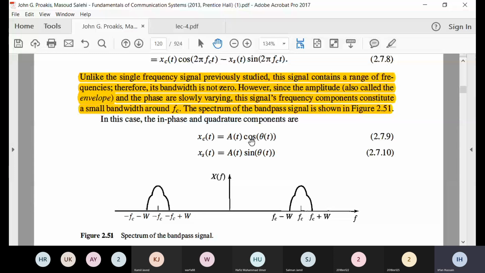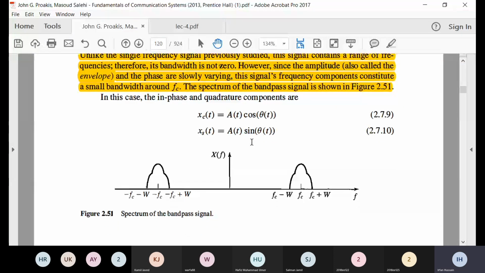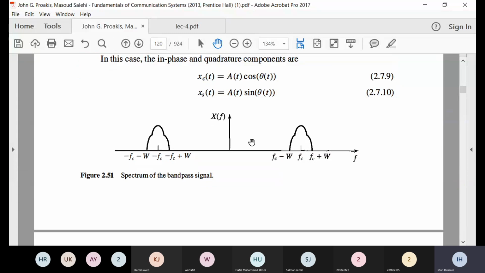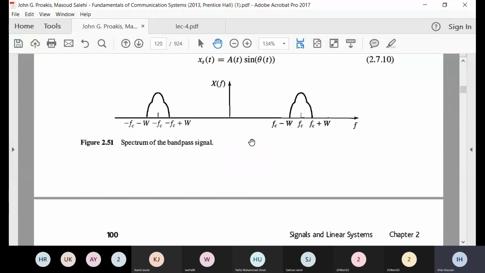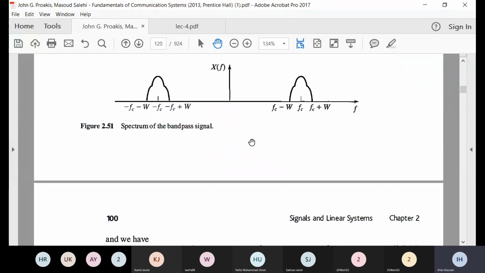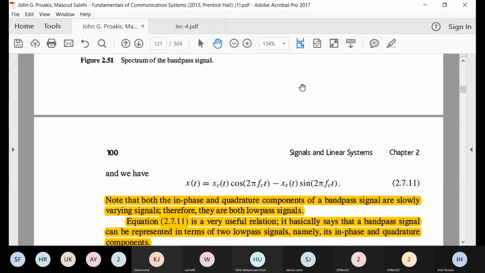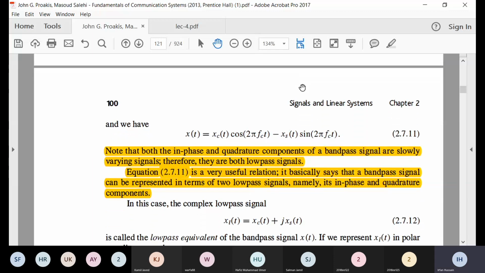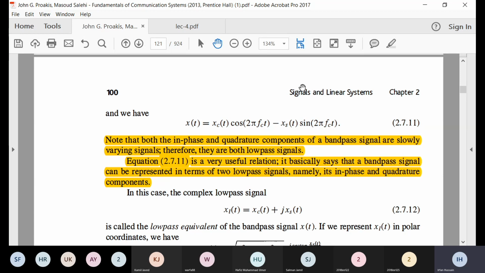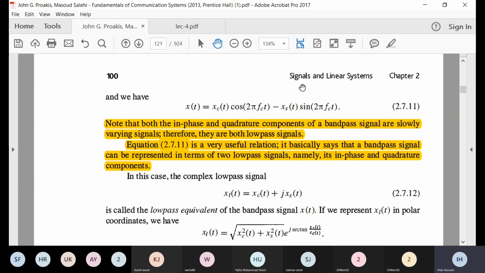These will be our in phase and quadrature components. They are the same, but now the amplitude and phase are time varying. This is a spectrum. You can see very well fc, and the bandwidth is the bandwidth of the baseband signal. Whatever that bandwidth was is now totally around fc. Yes, x_c and x_s, the in phase and quadrature, are slowly varying signals, or low frequency signals, or low pass signals.